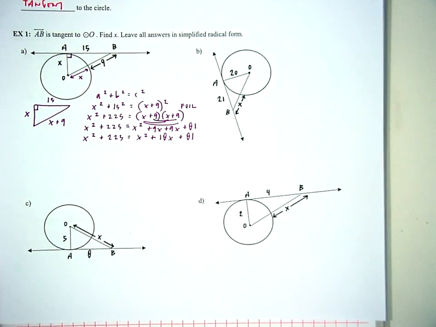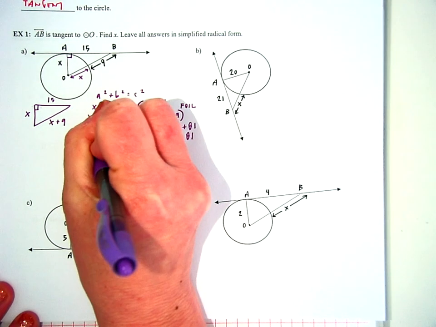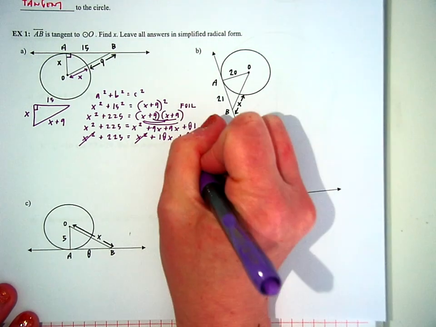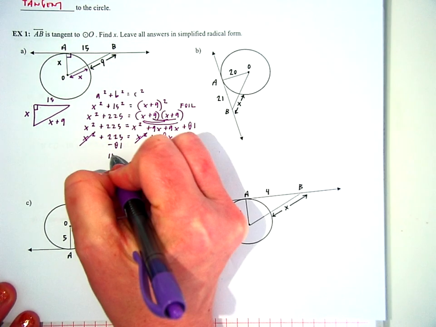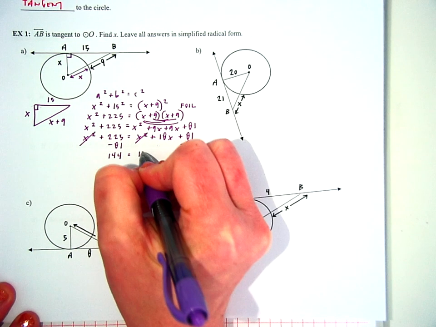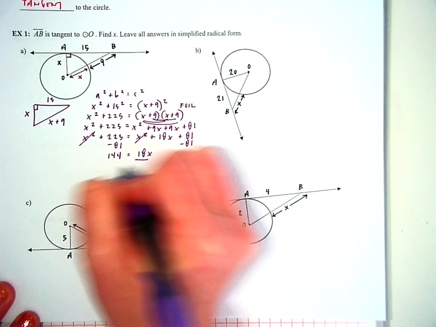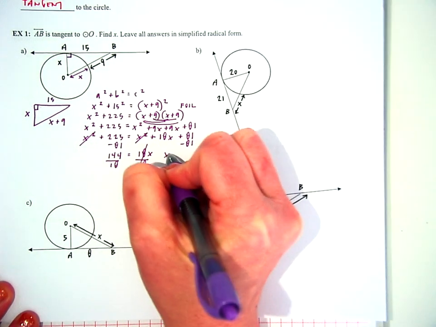In looking at my equation, it might look like I have a quadratic equation, but if I subtract x squared from this side, it will subtract from this side as well. So really, those quadratic terms are going to cancel away, and I have a nice linear equation to solve. From here, I'm going to take away the 81 from each side. So I get 144 is equal to 18x. And from here, I'm just going to divide both sides by 18. I'm going to end up with x equals 8.